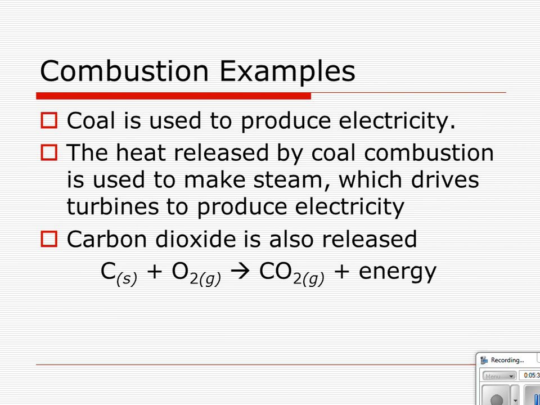Now, coal is used to produce electricity, and the heat released by coal combustion is used to make steam, which drives turbines to produce electricity. Carbon dioxide is also released, so you can see that bringing together carbon and oxygen, we form carbon dioxide and energy.